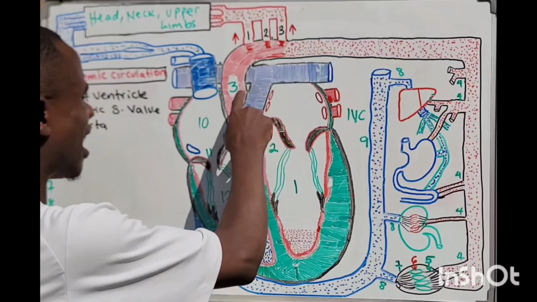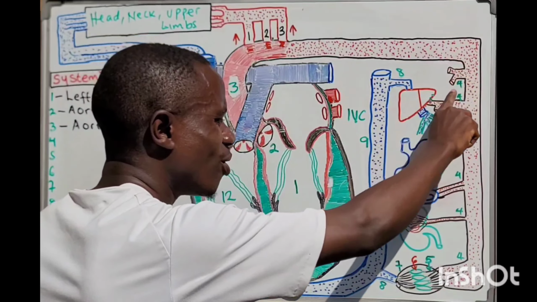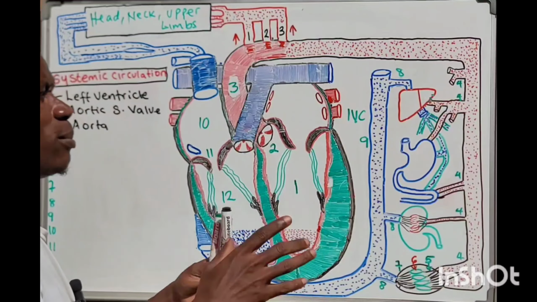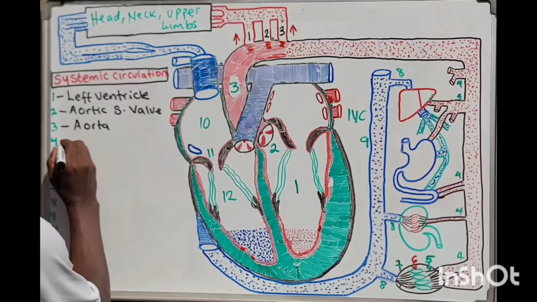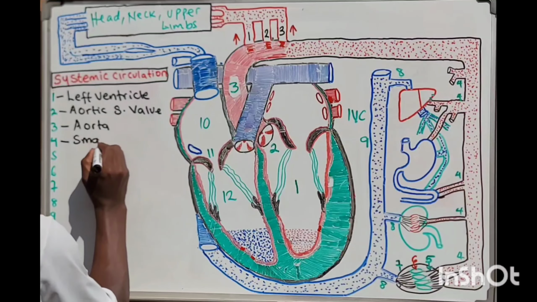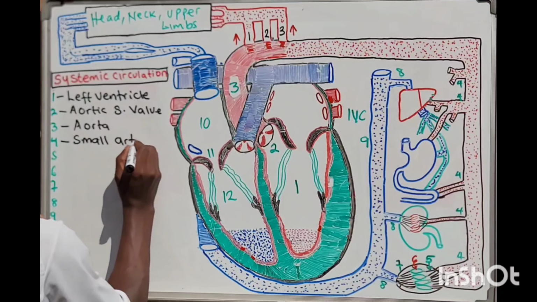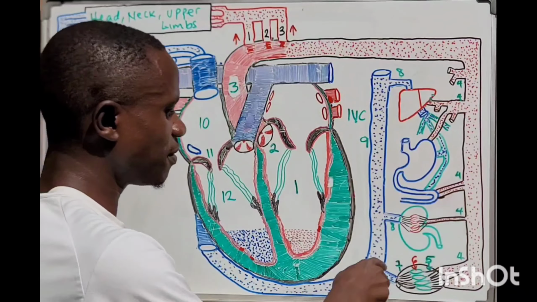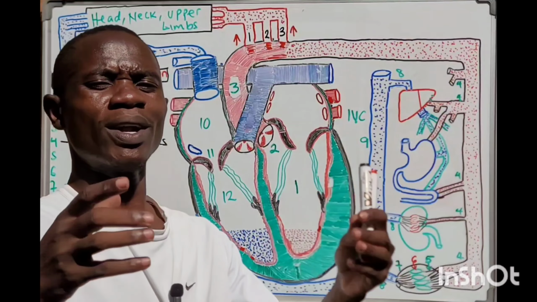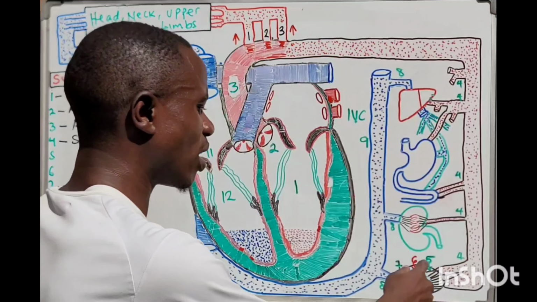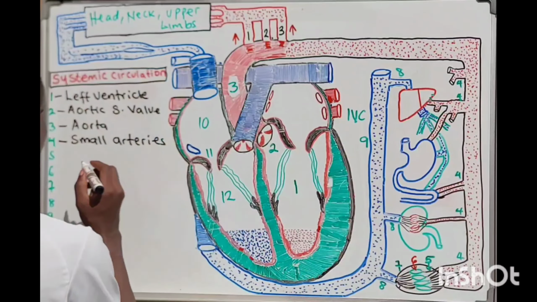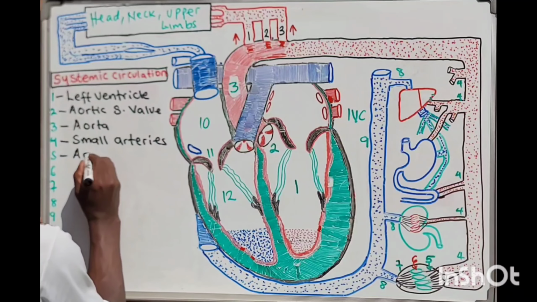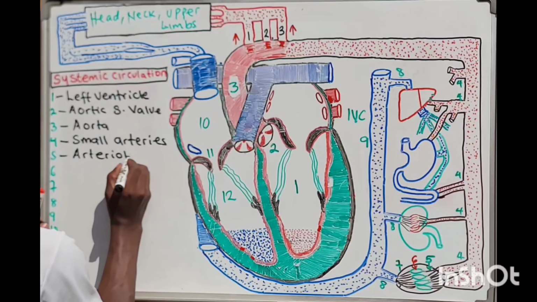And then from there, our first point was the small arteries, which are the branches of the aorta. So now the first step was the small arteries. Okay. And then the fifth step was the small arteries branching into other tiny structures, which we are calling the arterioles.